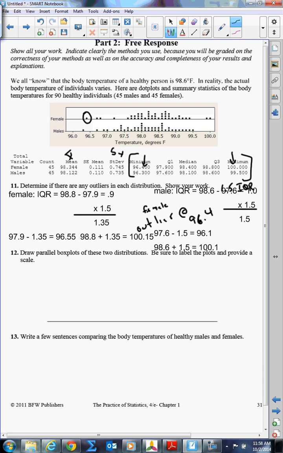Okay, number 12. Draw parallel box plots of these two distributions. Be sure to label the plots and provide a scale. So the dot plots above give us the scale that we want to use, because the box plots and the dot plots shouldn't be different. I mean, they would have the same max and min. And so I can label over here 96. I can label over here 100. And then right in the middle should be 98. And then in the middle between 98 and 100 should be 99. And in the middle of 96 and 98 should be 97.